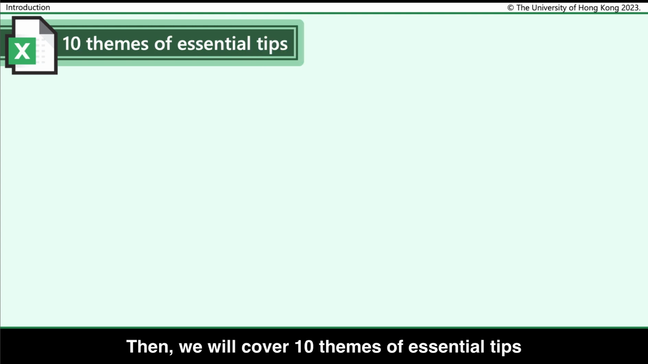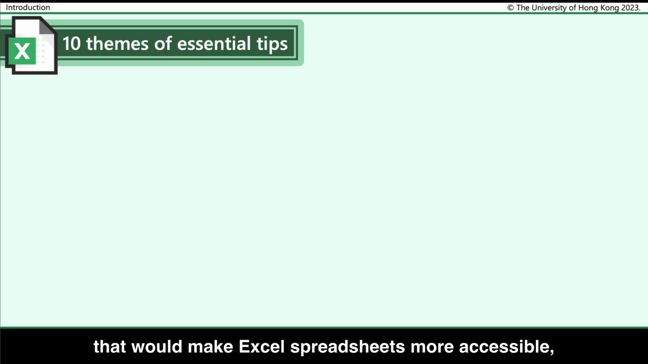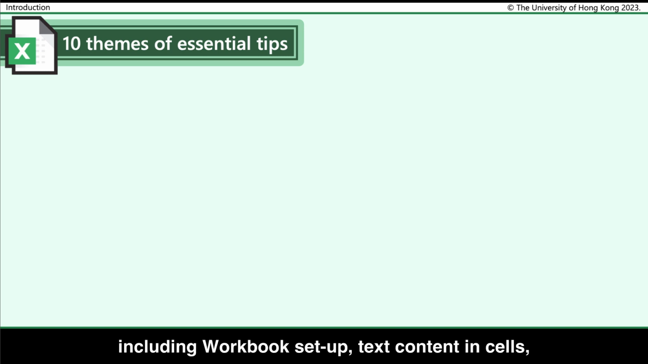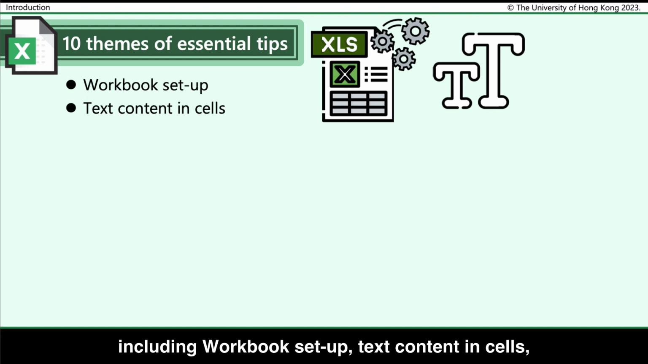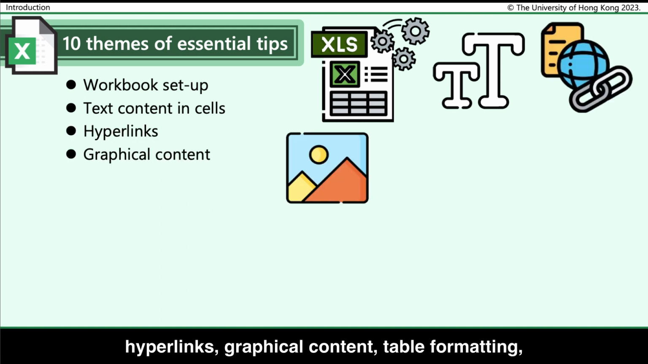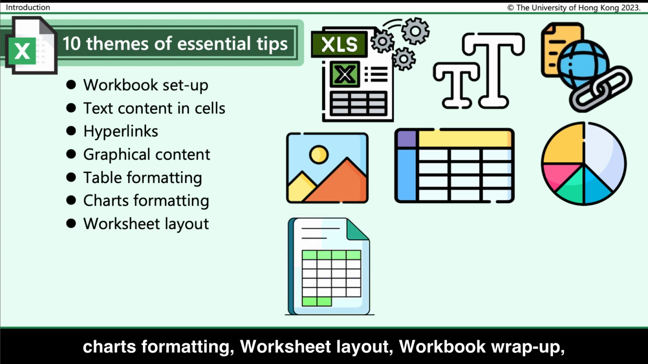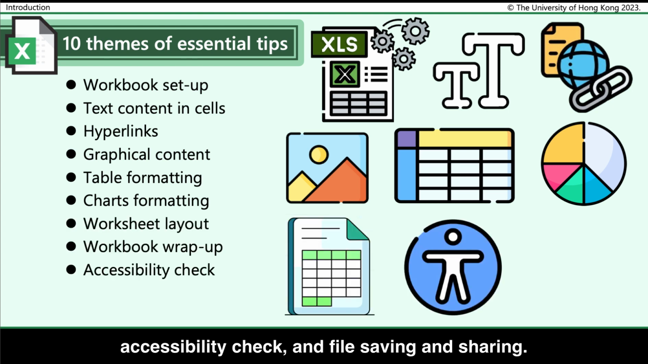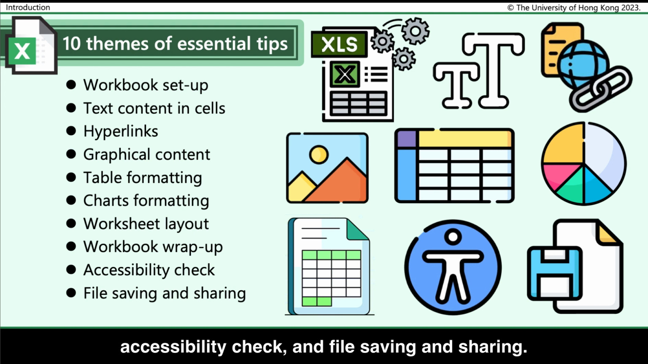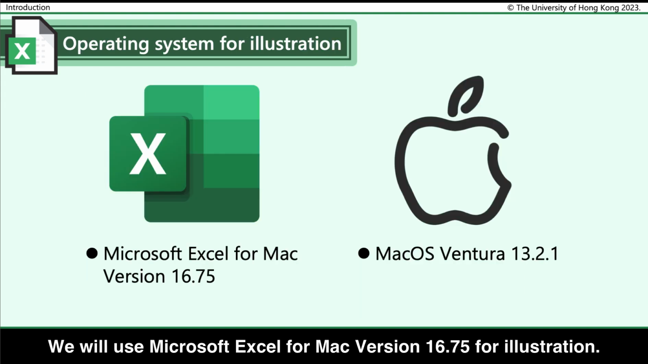Then, we will cover 10 themes of essential tips that would make Excel spreadsheets more accessible, including workbook setup, text content in cells, hyperlinks, graphical content, table formatting, chart formatting, worksheet layout, workbook wrap-up, accessibility check, and file saving and sharing. We will use Microsoft Excel for Mac version 16.75 for illustration.